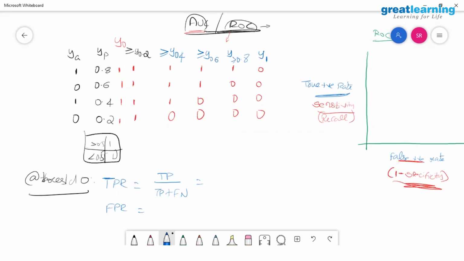Now, can you see this and tell me? What is truly predicted as positive? 2. This is truly predicted as positive, divided by what is truly positive, 2 again. What is falsely predicted as negative? 0. Therefore, it is going to be 1. What is the false positive rate here? What is the formula for false positive rate? FP divided by FP plus TN.